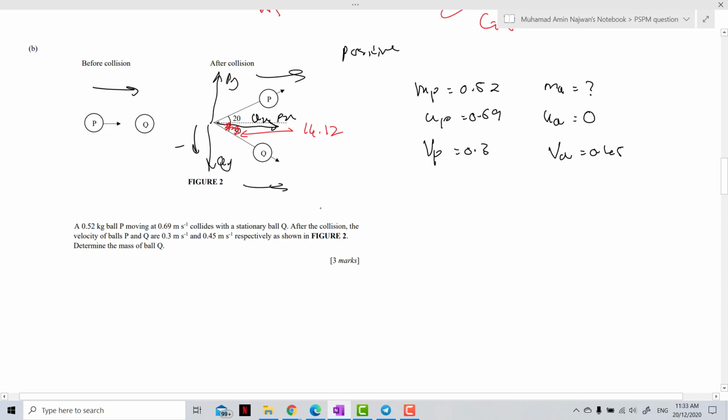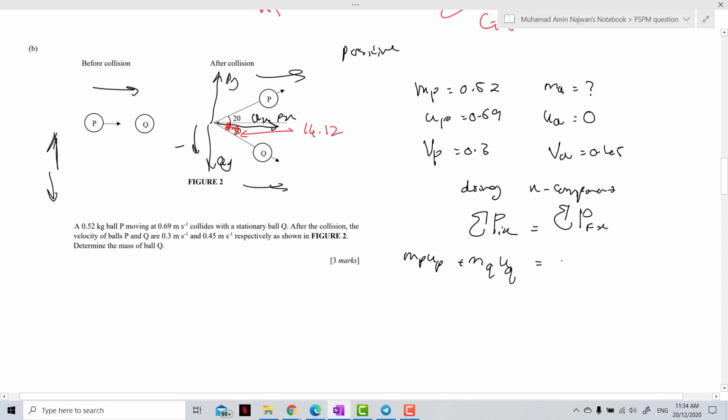So ini penting sebab sekarang ni kita doing in two dimension kan. Okay, dua dimension. So dalam dua dimension, you kena pilih you nak buat X component ke Y component. So doing X component saja. Okay, kalau X component pula, you boleh buat conservation of momentum. So P initial X equal to P final. If you buat Y, initial U adalah kosong lah sebab there's no collision in the Y. Tapi I nak ambil X dalam ni, so ada collision dalam X. So MPUP plus MQUQ will be equal to MPVP plus MQVQ.